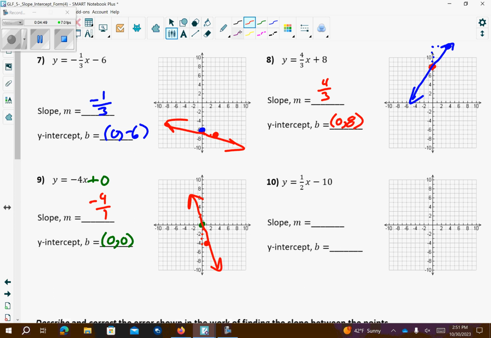And there you go. My slope on this is going to be 1/2. My y-intercept is going to be (0, -10). So (0, -10) is down here. So from that point, I'm going to go up 1, right 2. And there's my line that fits.